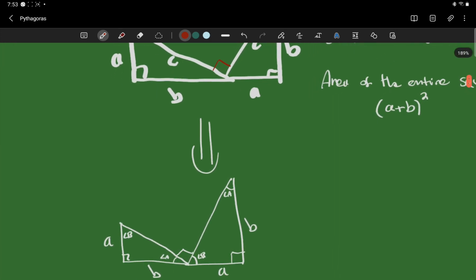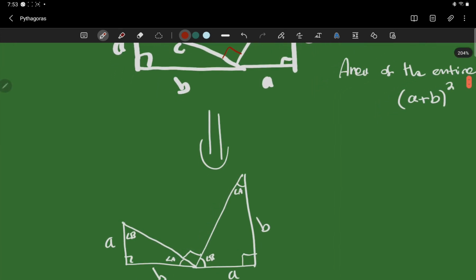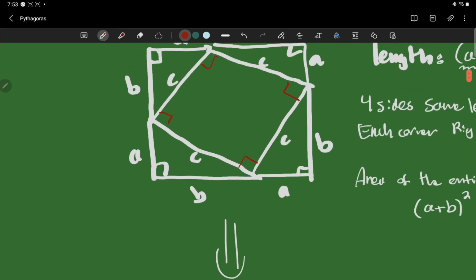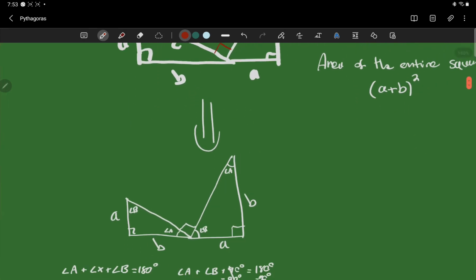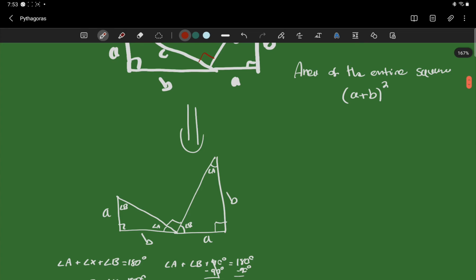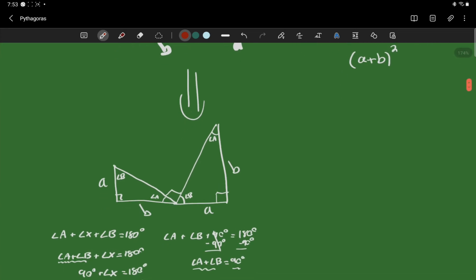Now, this is just for one corner of it, but know that this would apply to all other parts. If we labeled all of these, we could prove all of them. So all of them are right angles.